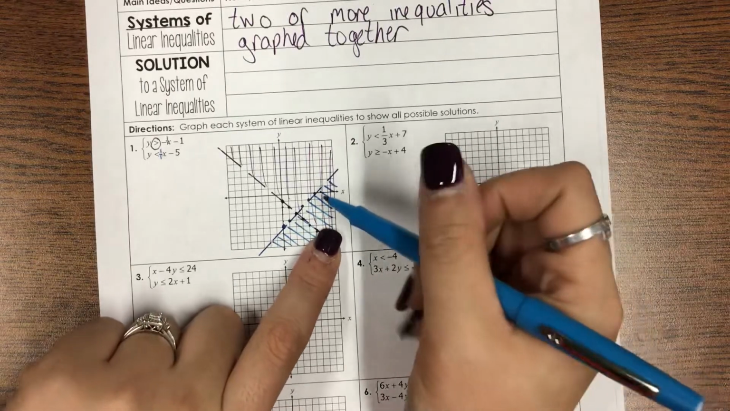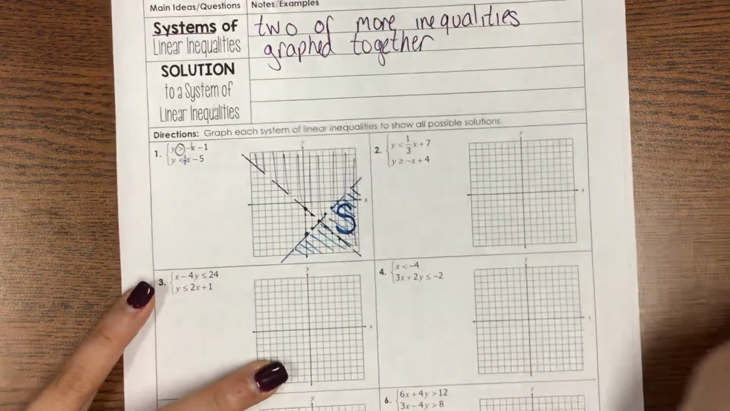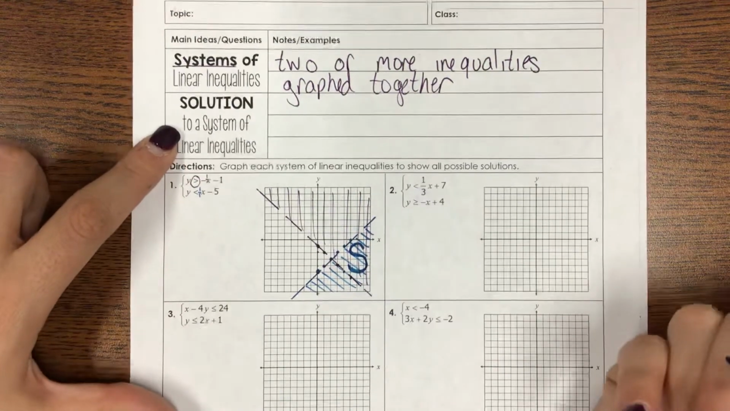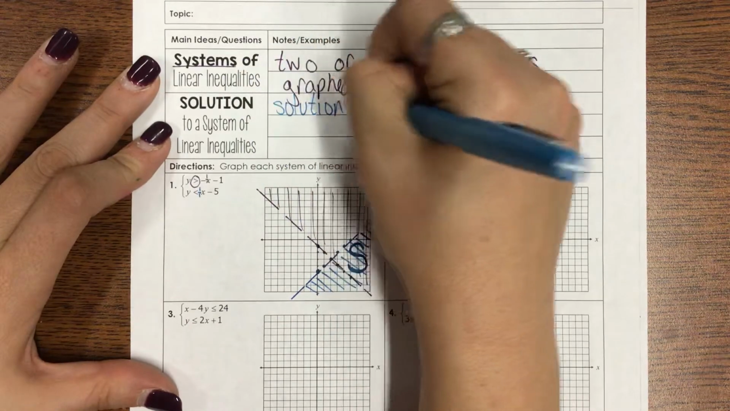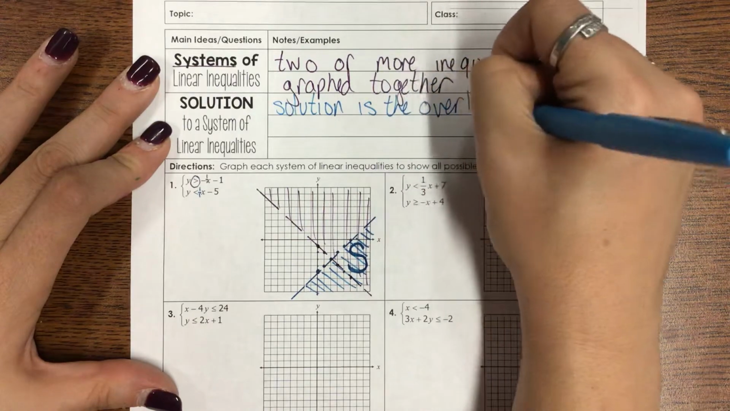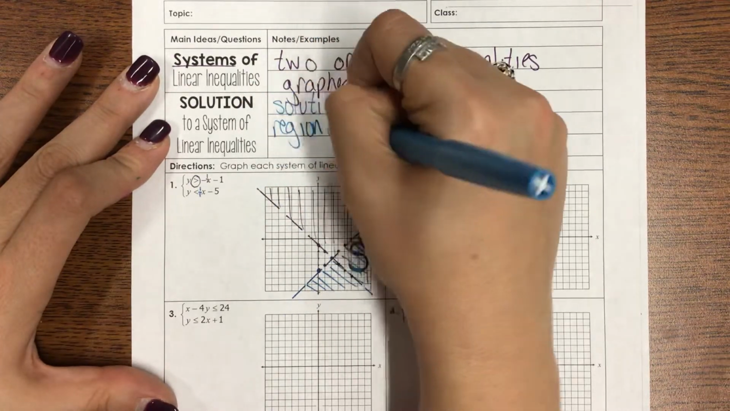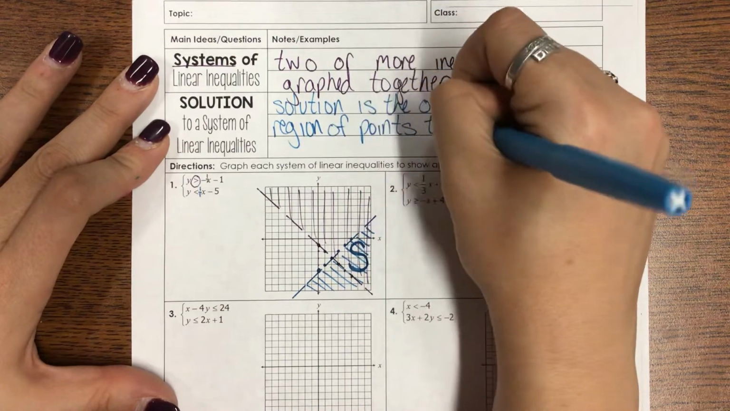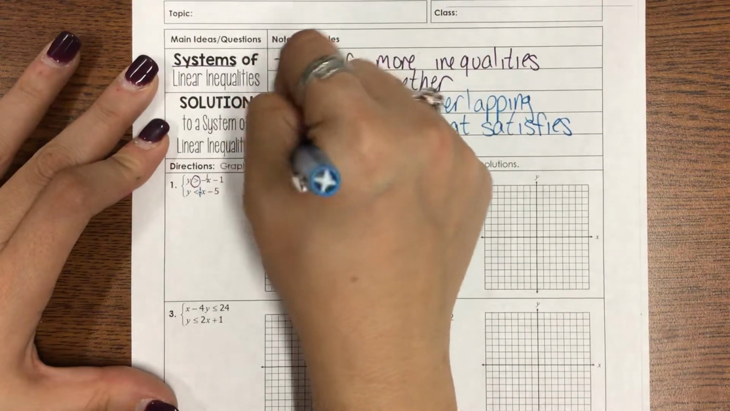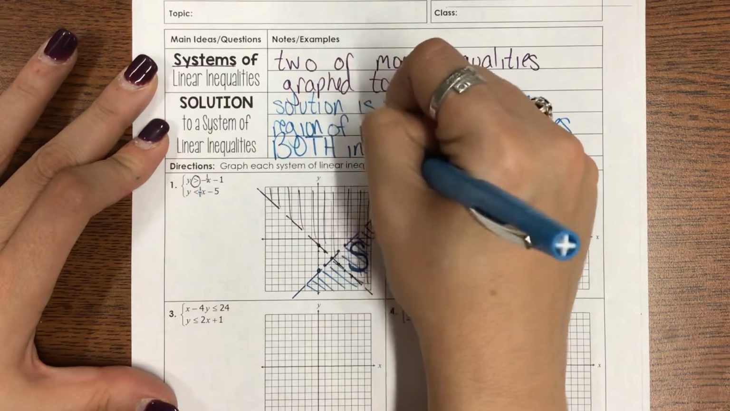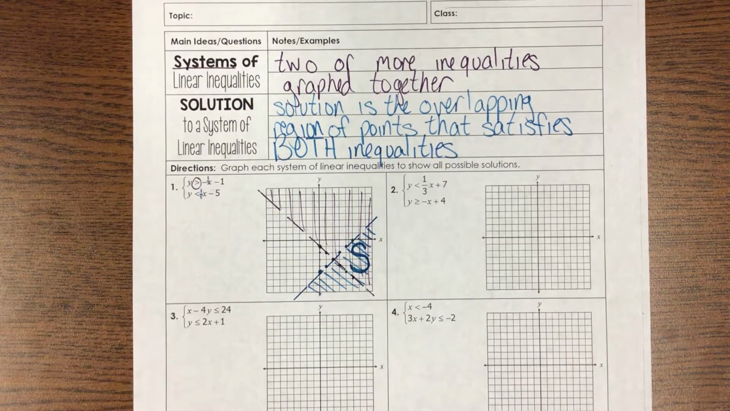You'll notice that I have this set where my shading overlaps each other. This right here, between those 2 dotted lines, is my solution. So a solution to a system of linear inequalities, the solution is the overlapping region of points that satisfies both inequalities. So just the area of the graph where both of those inequalities overlap each other.